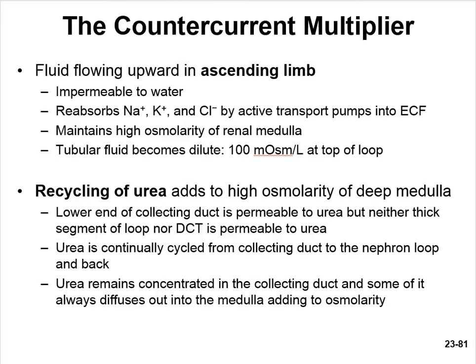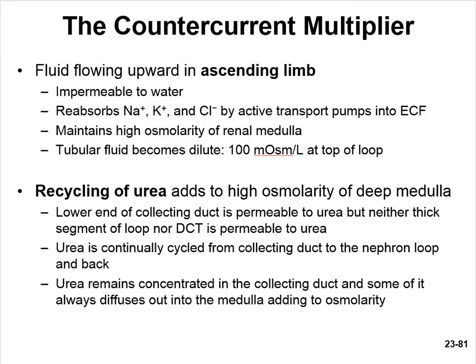Most or all of the ascending loop in its thick segment, by contrast, is impermeable to water, but has pumps that co-transport sodium, potassium, and chloride into the extracellular fluid. This keeps the osmolarity of the renal medulla high, and since water remains in the tubule, the tubular fluid becomes more and more dilute as it approaches the cortex and is only about 100 milliosmoles per liter at the top of the loop.